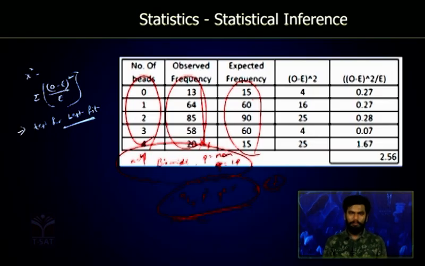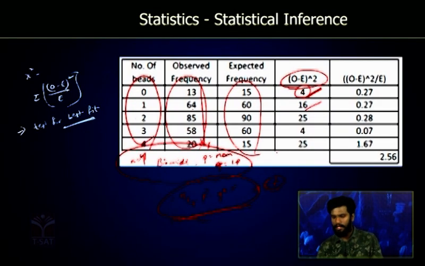Now our chi-square distribution is saying that the error squares must be minimum. Sorry, cut it. So see what the chi-square distribution does here: observed minus expected whole square. So this is 13 minus 15, 2 square, 4; 64 minus 60, 4 square, 16; like this we square everything. And this is divided by our expected frequency, 4 by 15, 16 by 20, 25 by 90, 4 by 16, 25 by 15. After dividing, the sum is 2.56.